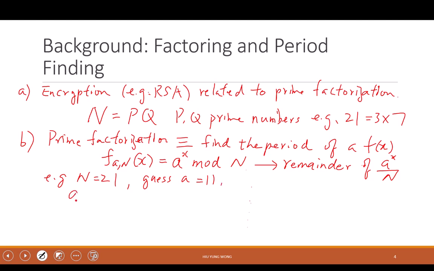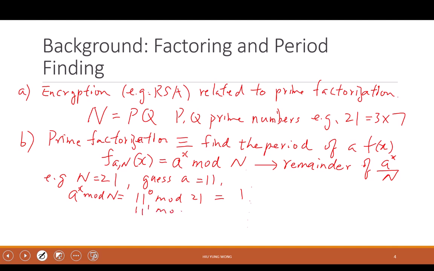I guess this number. And then I'm going to find this: what is a to the power x modulus n? The first one is 11 to the power 0 modulus 21. Okay, so I start with x equal to 0. What is 11 to the power 0? 1. And then what is 1 divided by 21? The remainder: 1 divided by 21 is 0 plus 1, right? One apple divided among 21 students, you get nothing and remain 1, right? So this is 1. Okay? So that is the meaning of this function. Let's do more. Then I go to the next one.